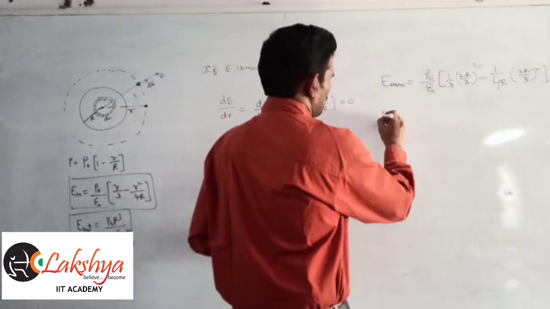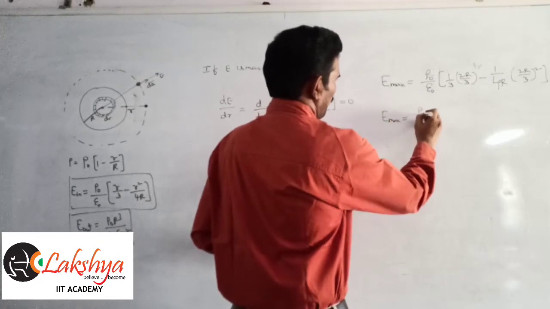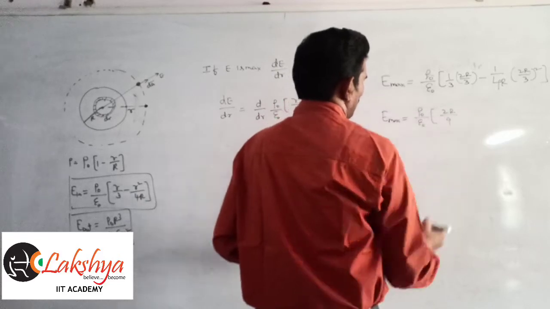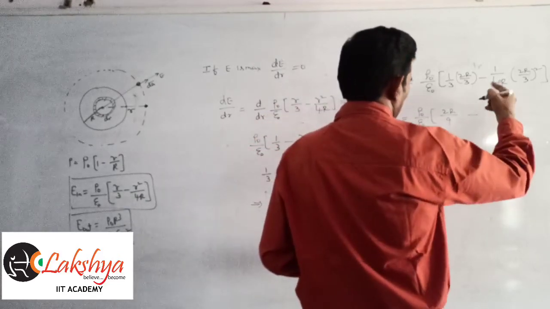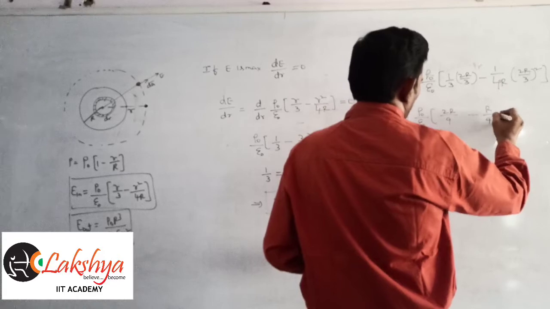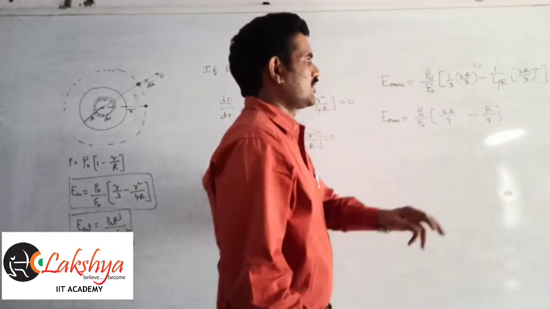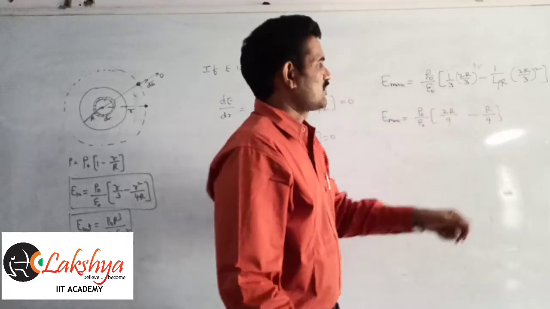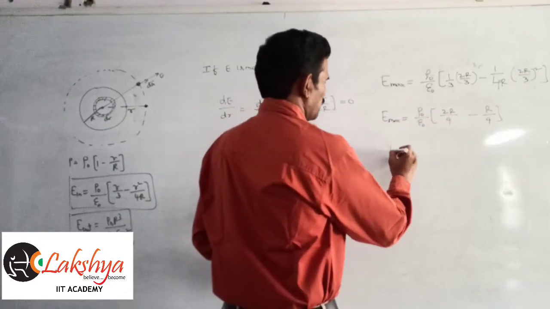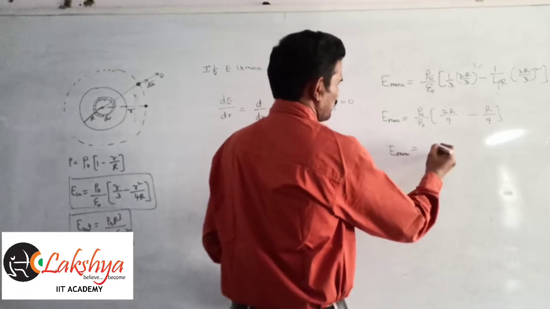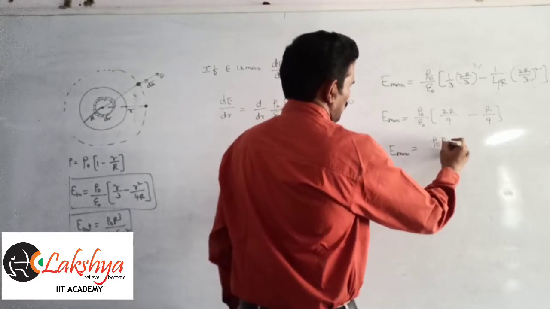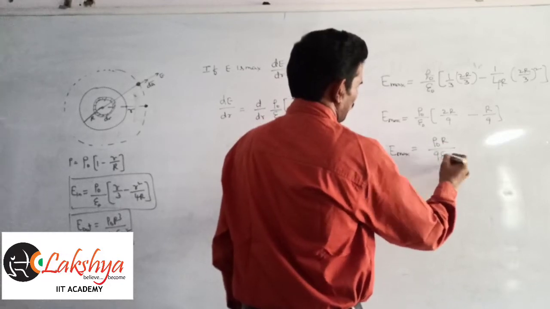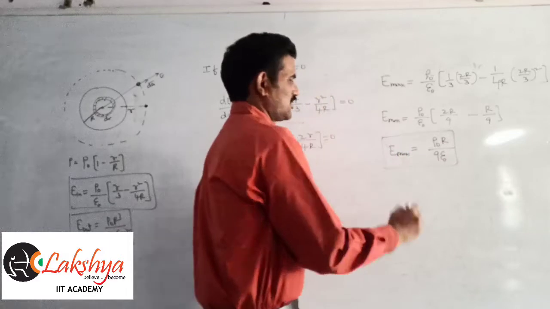Simplify that, you will get this maximum value here. So rho naught by epsilon naught, this will be 2R by 9 minus R by 9, right? Here 4R square you will get, then 4R will be cancelled and only this 3 square, 9, will be there. And therefore this E maximum I like to write as rho naught into R by 9 epsilon naught. So this is the maximum electric field.